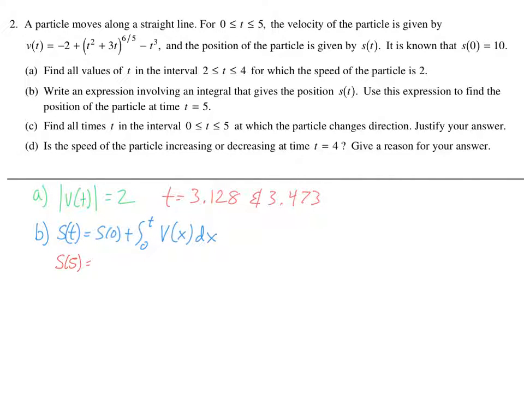Okay. What's S of 0? Wasn't that 10? Yeah. Plus, are we going 0 to 5? Isn't that the number we're plugging in for t? Of v of x dx.